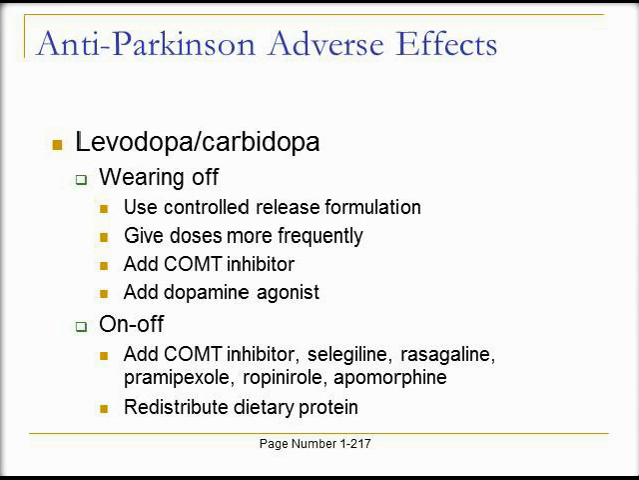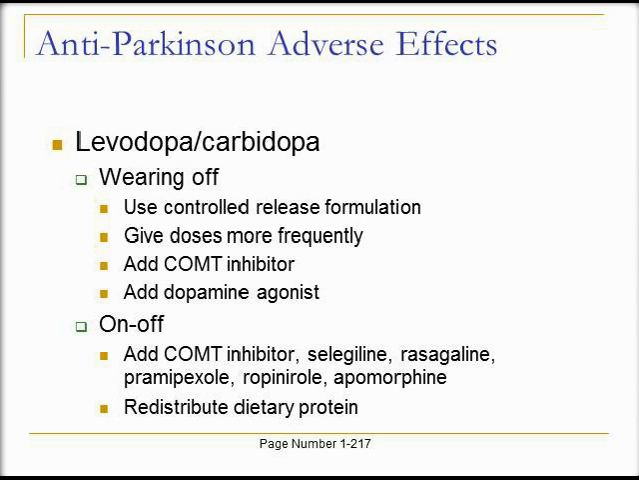On-off is much more difficult to treat and much more frustrating for a patient because it's completely unpredictable. So things we can do, we can add a COMT inhibitor, we can add an MAO-B inhibitor like selegiline or rasagiline, we can add a dopamine agonist, or we can use apomorphine. We can also try redistributing the dietary protein.